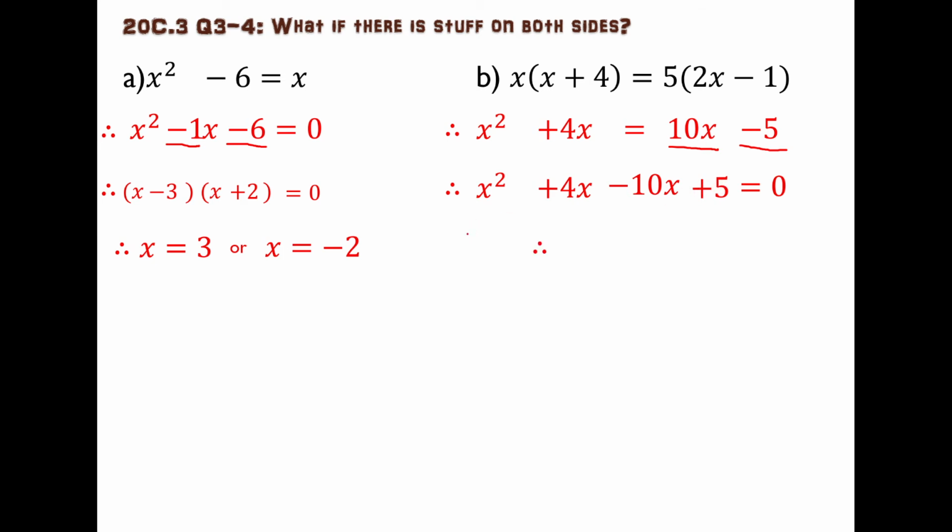So, therefore, I've got my x squared. This +4x and this -10x, they're both x terms. So I can collect like terms here. +4 take 10 is -6. So I've got -6 lots of x. Plus 5 equals 0. Because I haven't messed with the other stuff, so I'm just going to copy it down. Now we can solve it the same kind of way, looking for two numbers that have a sum of -6 and a product of +5.